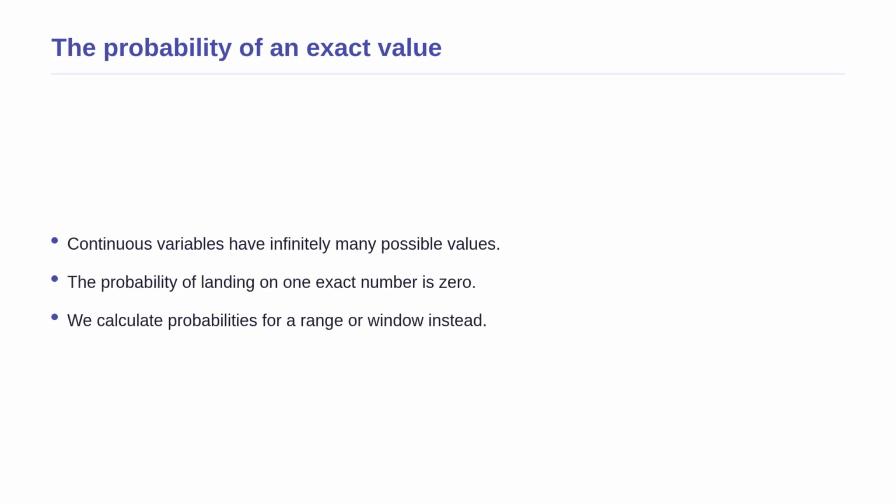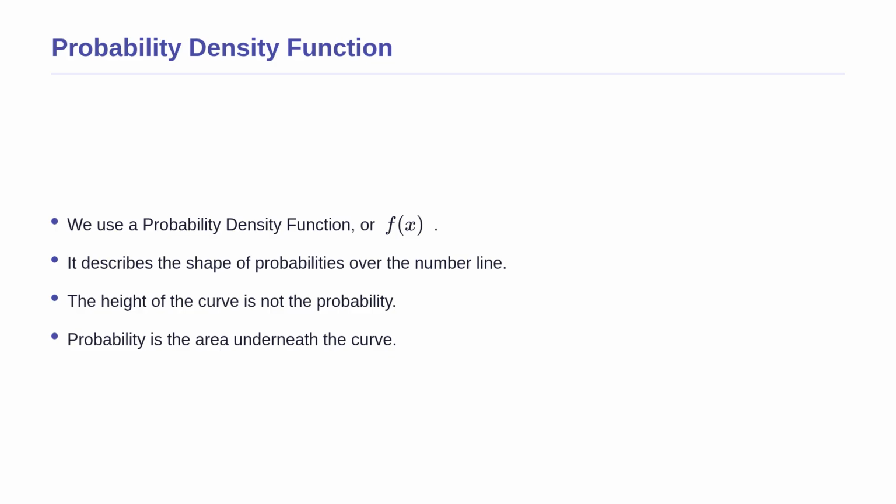Now that we understand what a continuous variable is, we face an interesting mathematical quirk. Because a continuous variable can take on infinitely many possible values between any 2 points, the probability of it landing on one specific, exact number is actually zero. Think about guessing someone's exact weight down to the millionth of a gram. It is practically impossible. Therefore, instead of asking for the probability of one exact value, we always ask for the probability that the variable falls within a certain range.